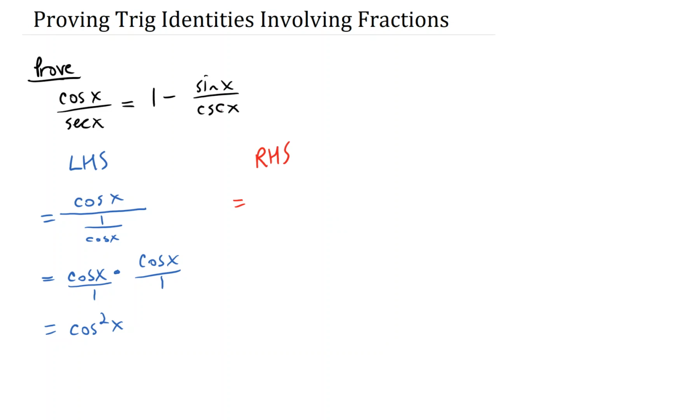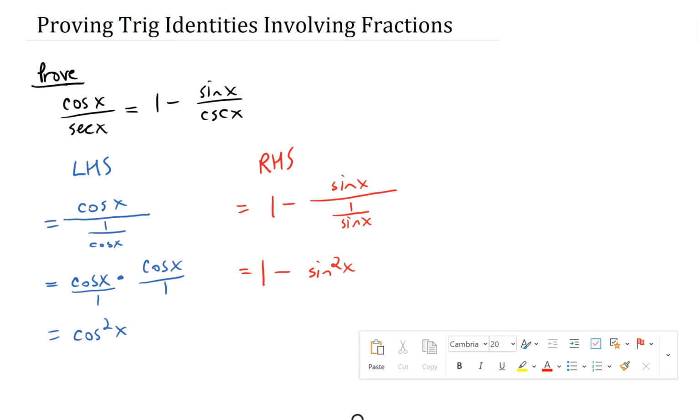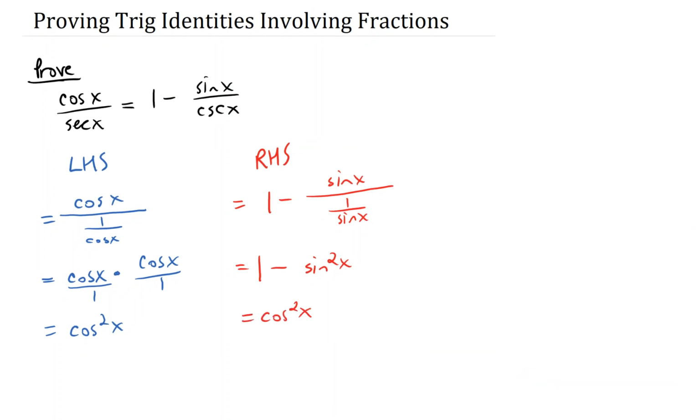Now similarly, on the right-hand side, I could do the same sort of idea with this sine x over cosecant x and write it as 1 minus sine x over 1 over sine x. And so that's the same thing as sine x times sine x over 1, which is sine squared x. And now 1 minus sine squared x, through maybe the first Pythagorean identity that you know, is the same thing as cosine squared of x. Therefore, the left-hand side equals the right-hand side, and that's the end of the proof. Okay?